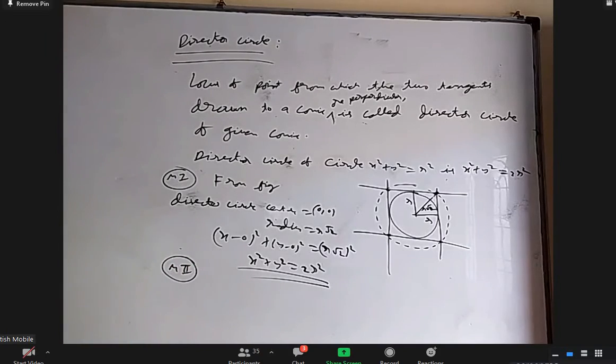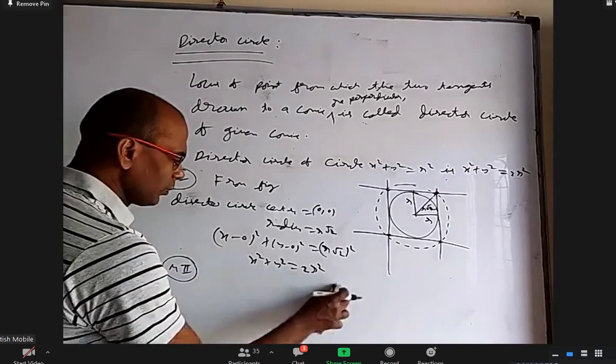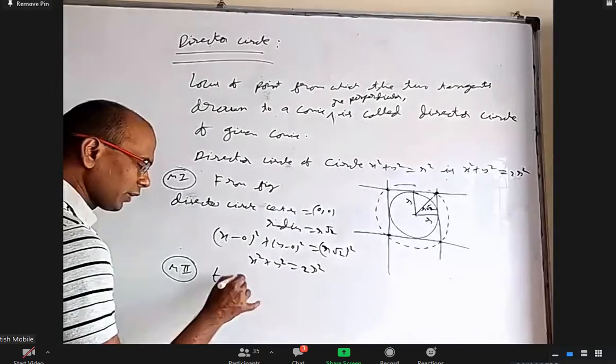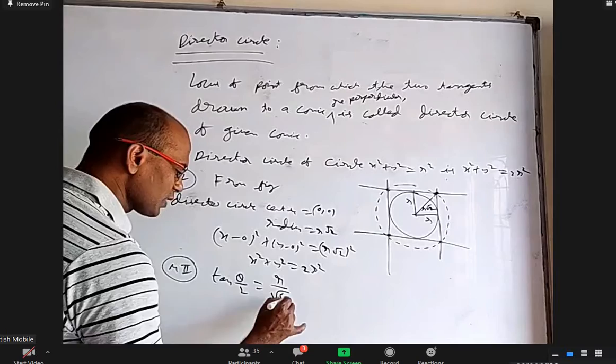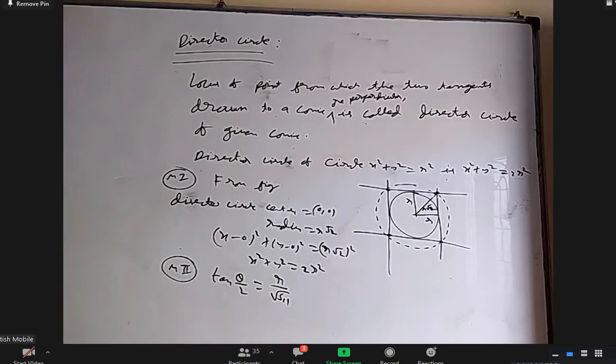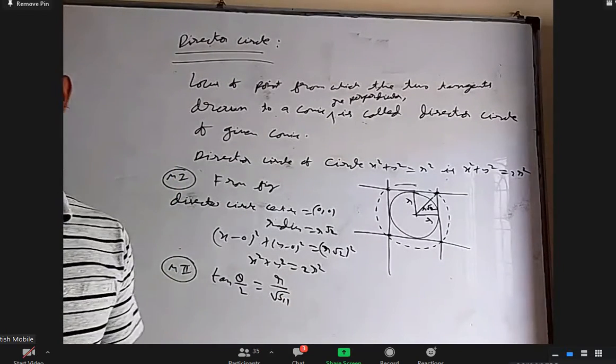Method 2. We have a formula that from an external point, if we are drawing two tangents, with angle theta between them, tan(theta/2) = r/√S1. We derived this formula, but we have not used it much yet.